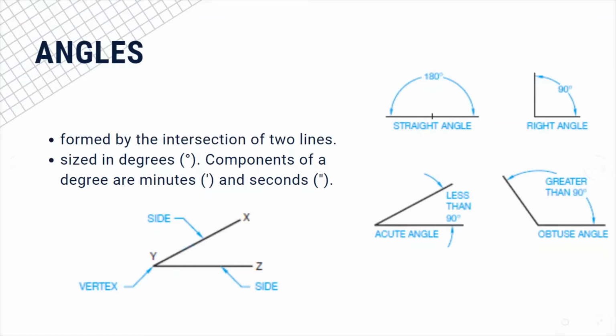So pwede siya degree, minutes and seconds, and of course ang usa ka degree is 60 minutes, ang usa ka minute is 60 seconds. So iba na matandaan di ba sa atong geometry class. So usa ka straight angle kay 180 degrees of course. Then ang right angle kay 90 degrees, or these are the perpendicular nga mga lines. An acute angle is always less than 90 degrees, and an obtuse angle is greater than 90 degrees. Okay.